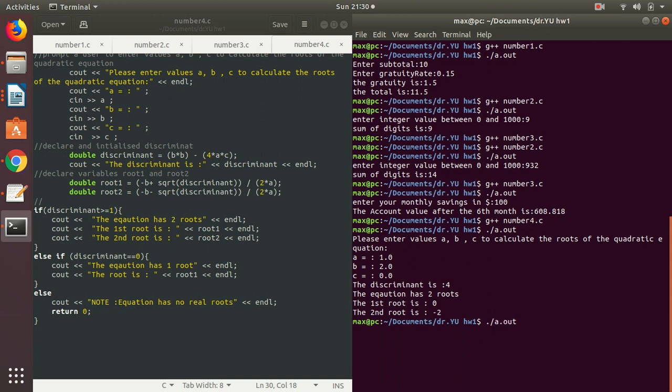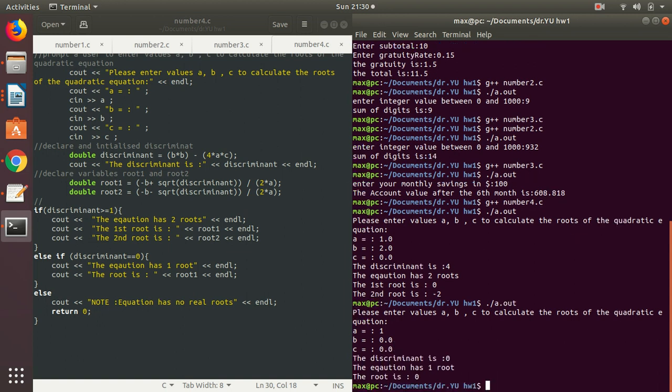So we have another test. If A is equal to 1 and B is equal to 0.0 and C is also equal to 0.0, the discriminant is 0. It will have one root. Okay, now we are looking for when the equation has no root.